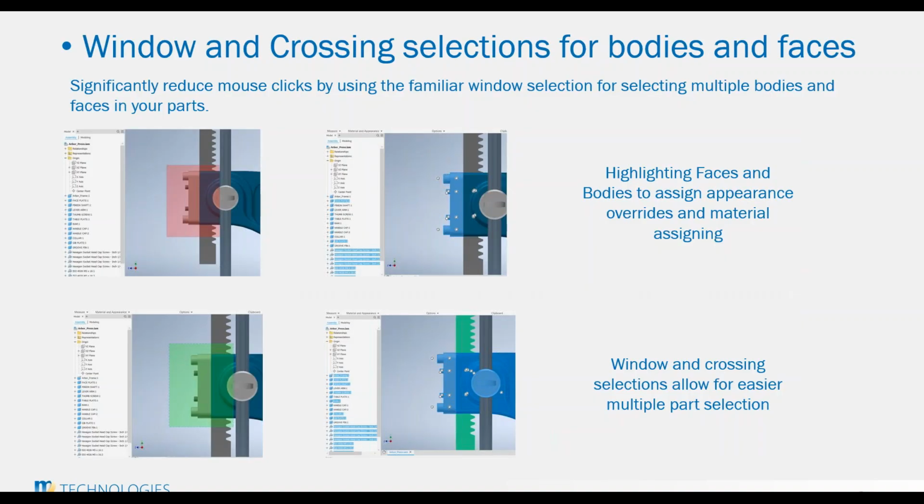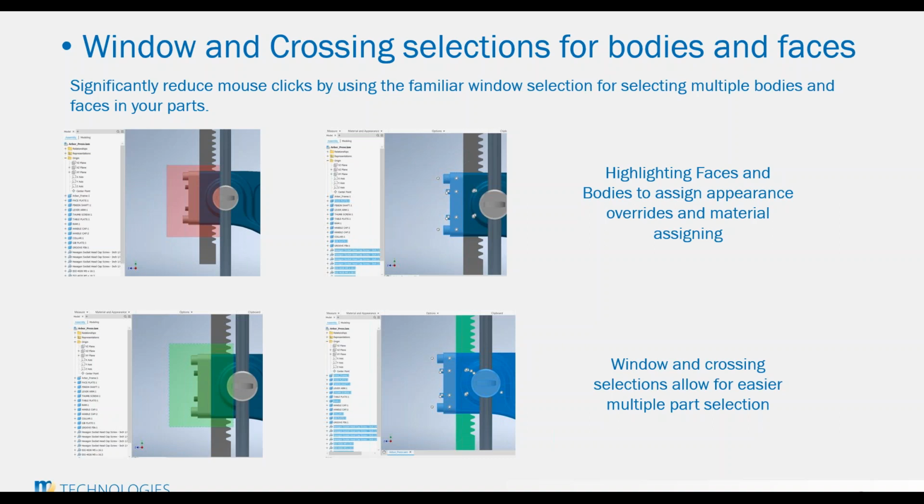The first one is something that allows you to select features and faces of parts, and also the assembly environment. The screenshots here actually are showing the assembly environment, but they apply to the part modeling environment also.